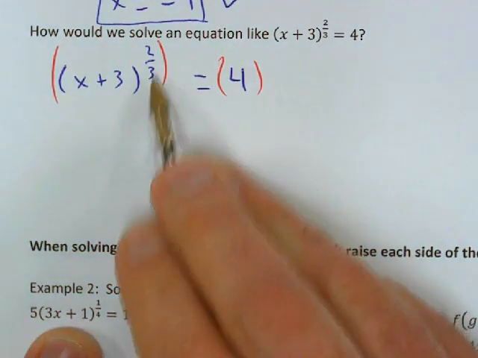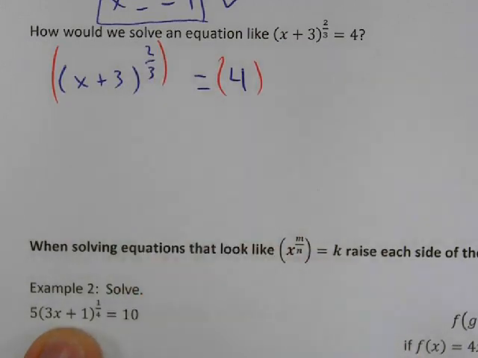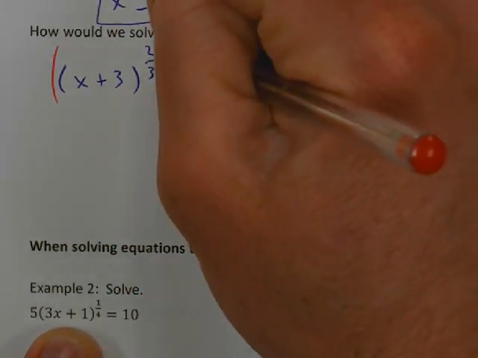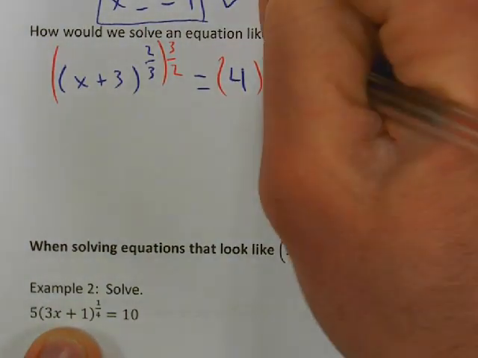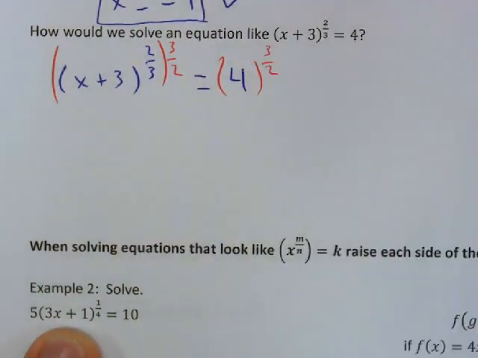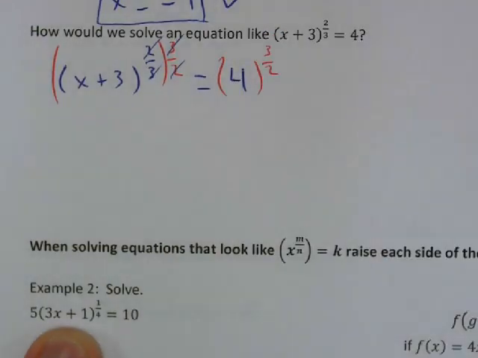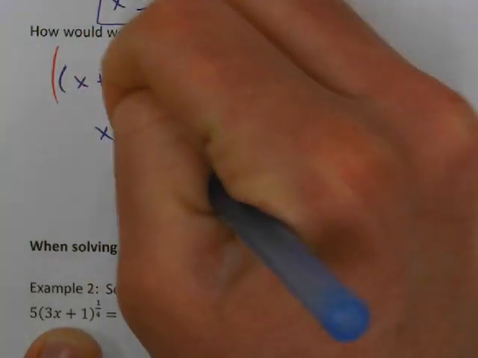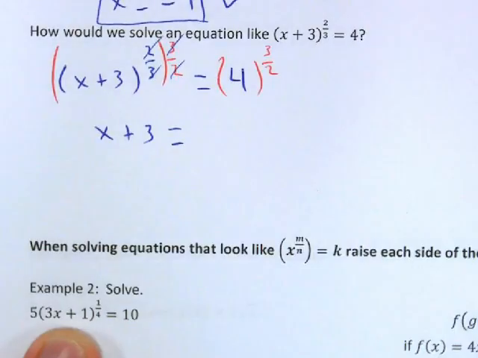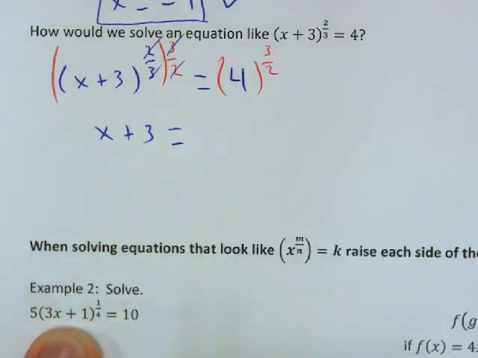And what do I want to raise this to? Well, it's always going to be the reciprocal of this number. So the reciprocal of 2/3 is 3/2. And sorry, I need to do that to both sides of my equation. Okay, so I want to raise both sides to the 3/2 power. And then these are going to reduce to 1s, and those all go away. And I end up with just x plus 3 on the left, which is perfect. That's what I wanted. Equals, and then, well, what's the answer for 4 to the 3/2 power?